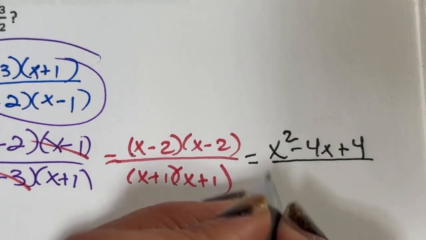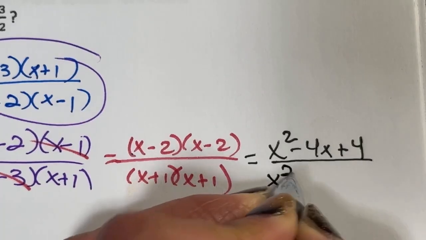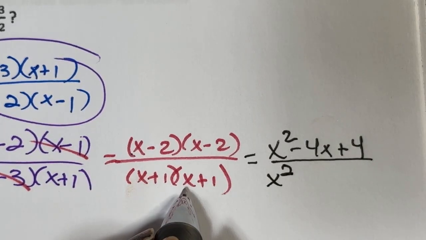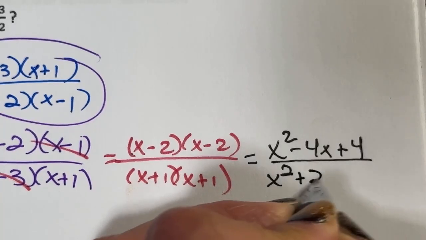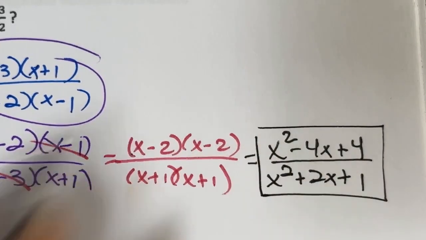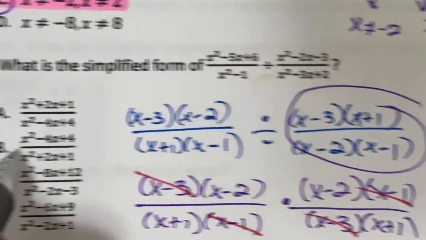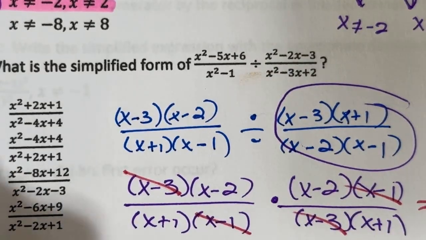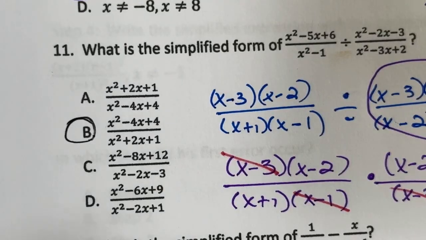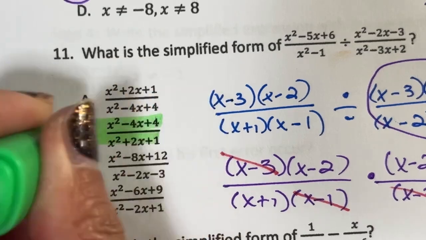And then for this one, x times x is x squared. x times 1 is an x. I'm going to hold that x in my brain. 1 times x is another x. x plus x is a 2x. 1 times 1 is 1. So this is the answer. x squared minus 4x plus 4. That one has it. x squared plus 2x plus 1. B is it. So B is the answer.